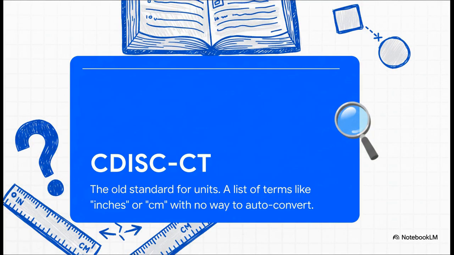The old way of doing things relied on a standard called CDISC controlled terminology. But here's the catch. It was basically just a dictionary. It would tell you that inches is a valid unit and cm is a valid unit, but it had no way for a computer to understand the relationship between them. It was a vocabulary list without any grammar. So trying to automate conversions was pretty much impossible.